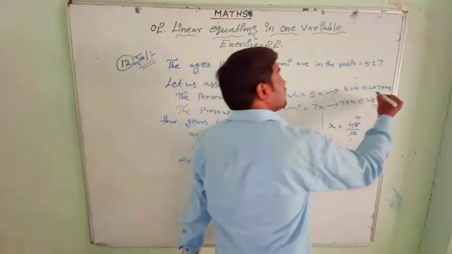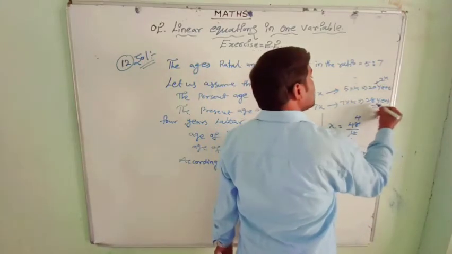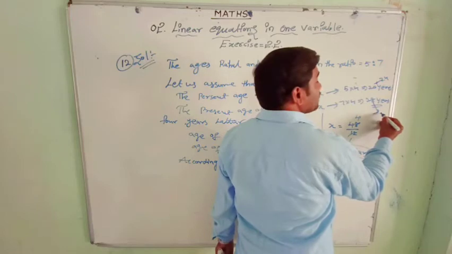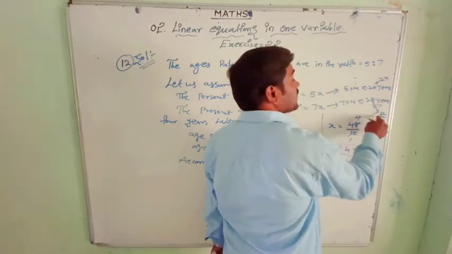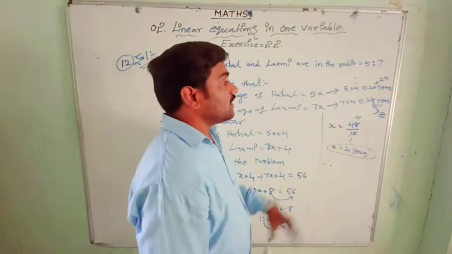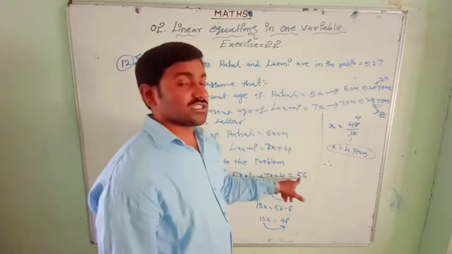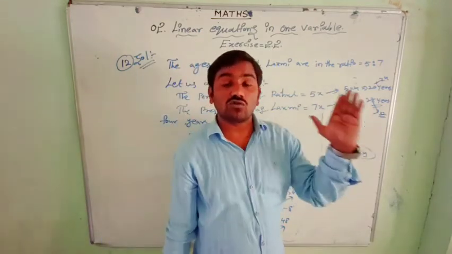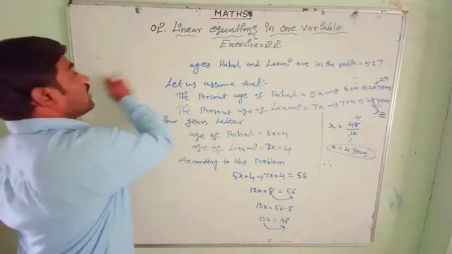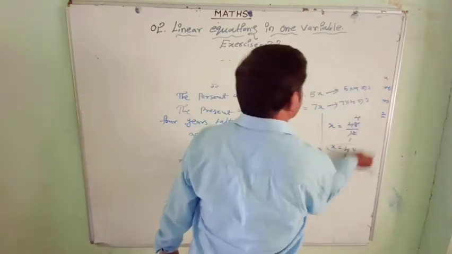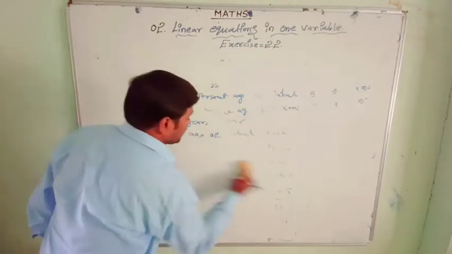And see, after 4 years, what will be their ages? This age will be 24 years and 28 plus 4 is 32 years. Here I added 4 years, and here also I added 4 years. 24 plus 32 equals 56. After 4 years, their ages will sum to 56. It is also balanced. We can always check our answers after getting an answer, to see whether we have done it correctly or not.